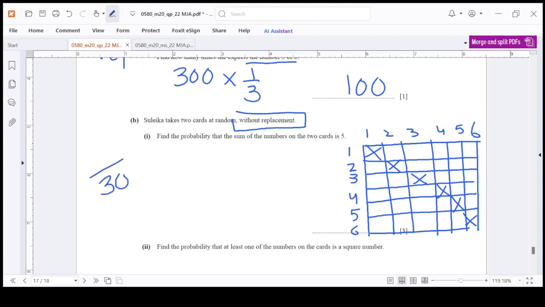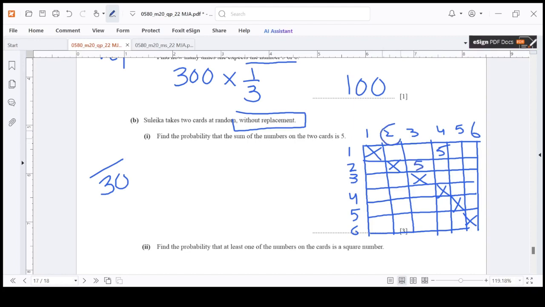Find the probability that the sum of the numbers on the 2 cards is 5. So we get a 5 if you draw 4 and 1. So we get a 5 here. Let me put a 5 over here. And we get a 5 if 3 and 2 are drawn. So another 5.